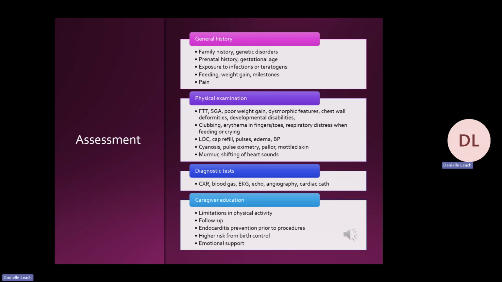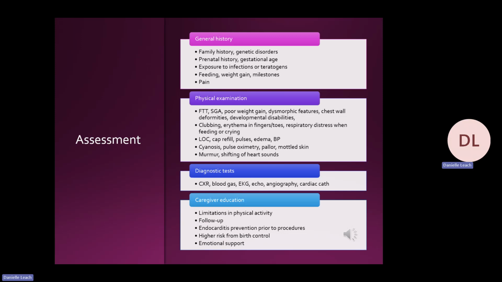We can also look for things that we're pretty familiar with, like clubbing, redness in the fingers and toes, any respiratory distress, especially when they're feeding or crying. What's their level of consciousness? What's their cap refill, pulses, edema, and what is their blood pressure? This is one instance where if we suspected or have a known cardiac disorder in an infant, we would do a blood pressure. Of course, looking for things like cyanosis, doing pulse oximetry.